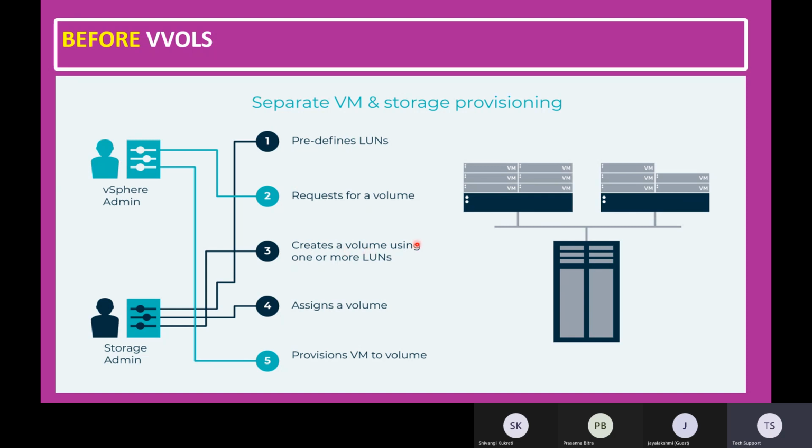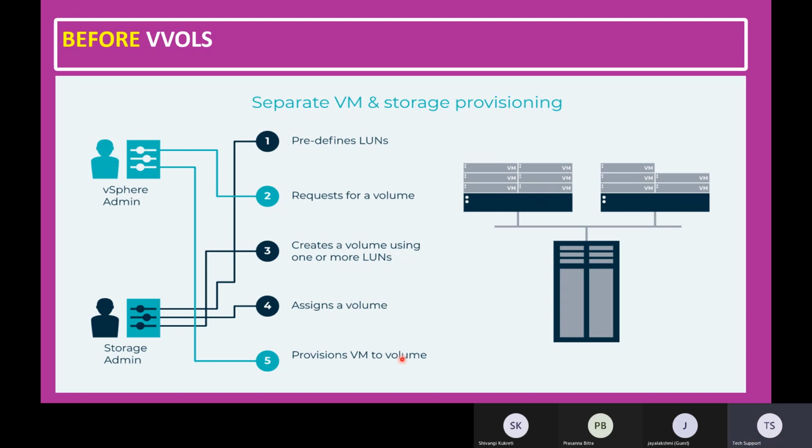Volume means LUN only, using one or more LUNs. Based on our request, they can provide the LUNs, either one LUN or multiple LUNs. Once they provide the LUNs, they will assign a volume. Volume means it's a logical unit number. And finally, our vSphere administrator will add that LUN to the ESXi host. Once they add the LUN to the ESXi host, it allows you to provision a virtual machine to the volume. Okay, this is the concept before virtual volumes.